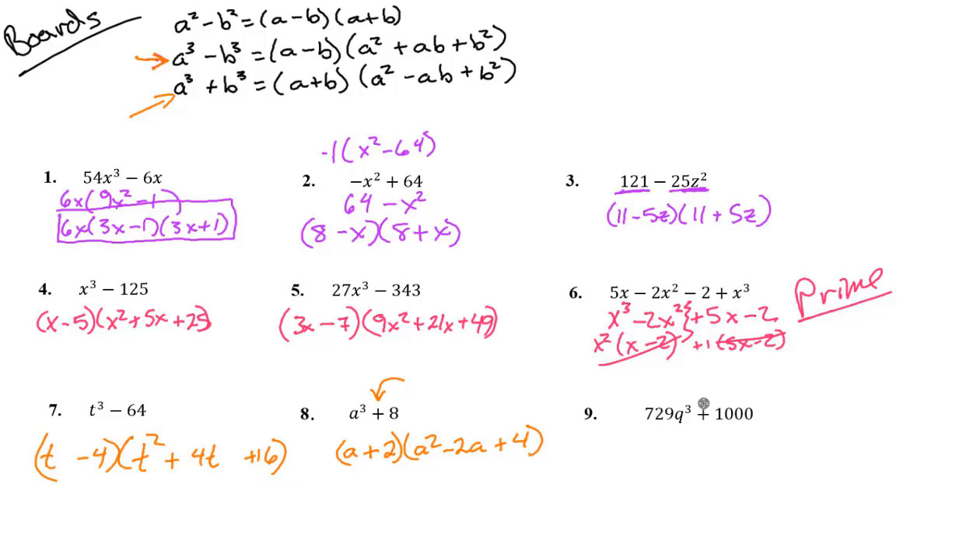All right, 9. Ooh, this is a plus sign. This looks like we're going to be at perfect cubes. 729 is 9 cubed, and this is 10 cubed. So yeah, our numbers that we're going to be working with, our a's and our b's, are our 9q and a 10. And it's a plus sign, so we are at this formula right here. So 9q plus 10 is what we're going to start with. And then we get a squared, which is 81q squared, minus a times b, so minus 90q, and then plus 100, that b squared. There you go. There you have it. Good.